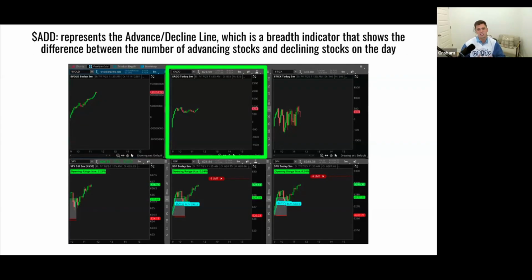Next up, we have the ADD, which is the advance decline line. It's just a breadth indicator that shows the difference between the number of advancing stocks and declining stocks on the day. So if you see here, it's not very big, but in this case, 824 stocks were net higher. So if there's 2,000 stocks out there and 1,500 are going higher and 500 are going lower, this would be 1,000, if that makes sense. So it's just another quick visual of whether more stocks are going higher or lower that day based on price. And this is from the close.